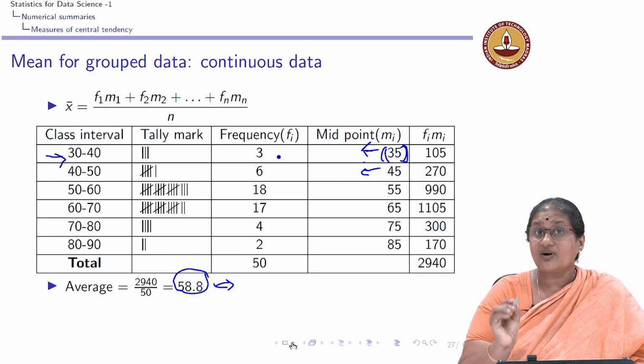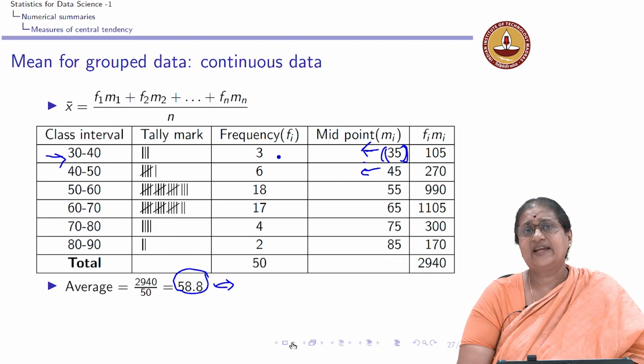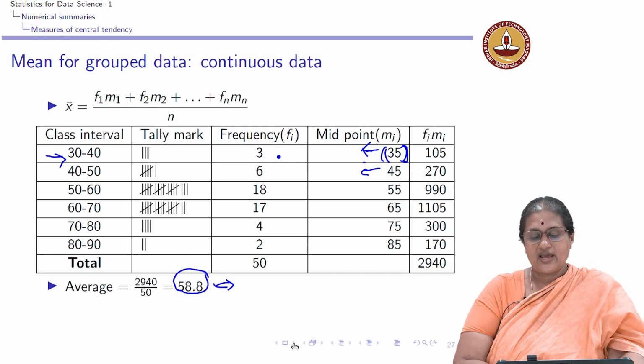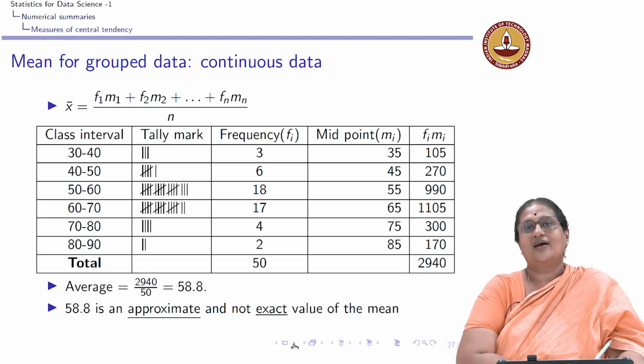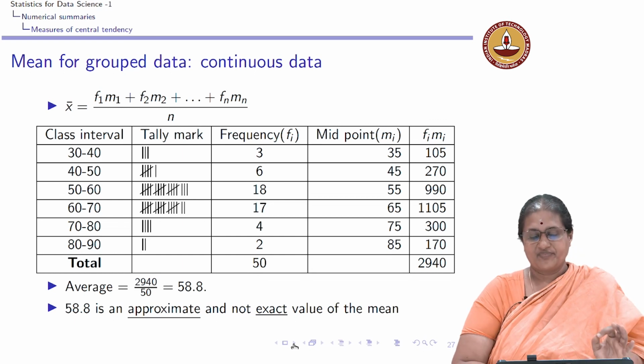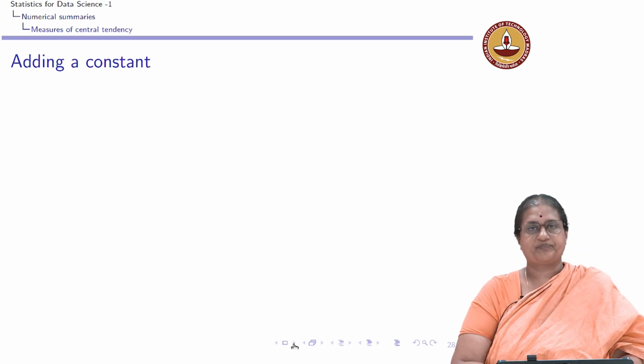So because we are not looking at the exact data values, this average is only an approximation and not the exact value of the mean. Whereas when we looked at the discrete single value data, I took the exact value of my data and hence my mean matched with the exact average. This is a point to be noted.